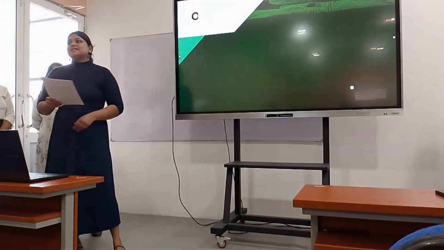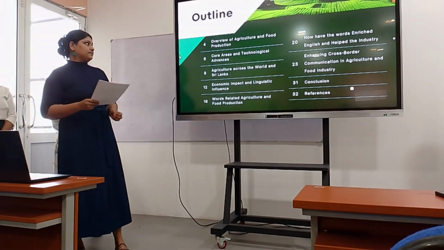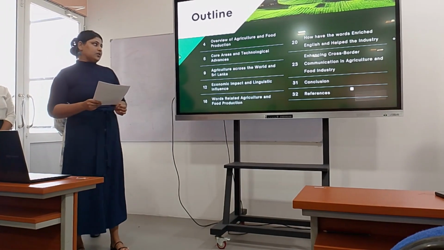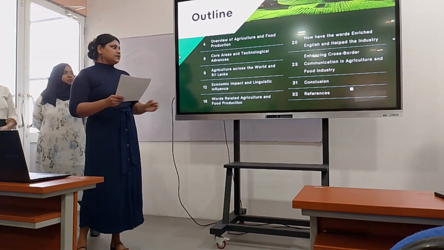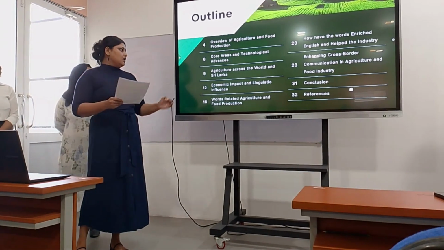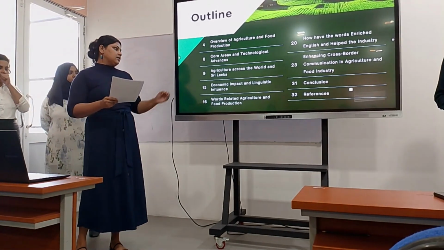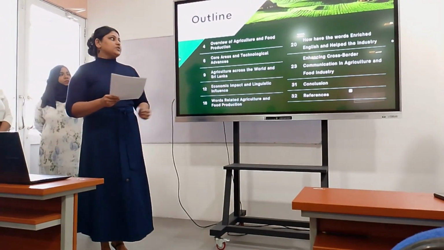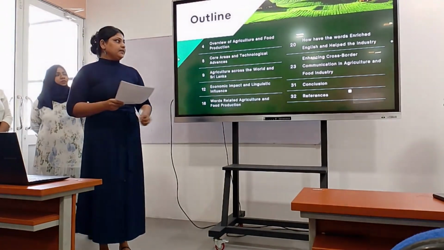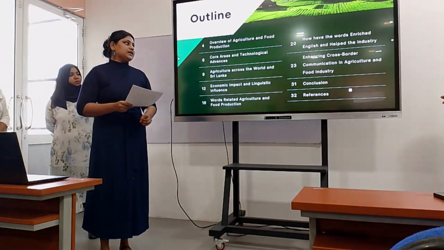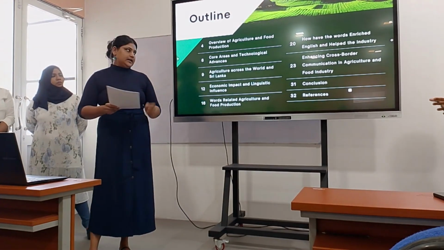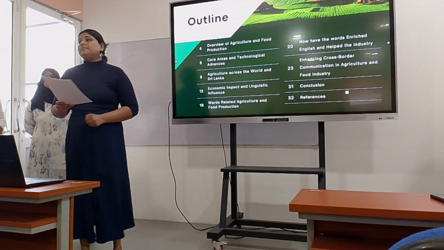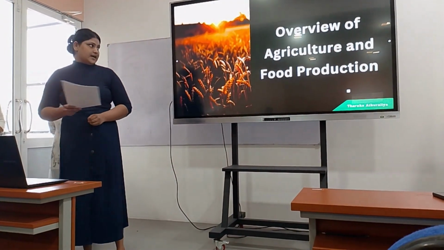Our outline for today's presentation is as follows. Overview of agriculture and food production, core areas and technological advances, agriculture across the world and Sri Lanka, moving to economic impact, world-related agriculture, and how the words have enriched English and helped the industry, enhancing cross-border communication in agriculture and the food industry. To start, let's define what we mean by agriculture and food production.